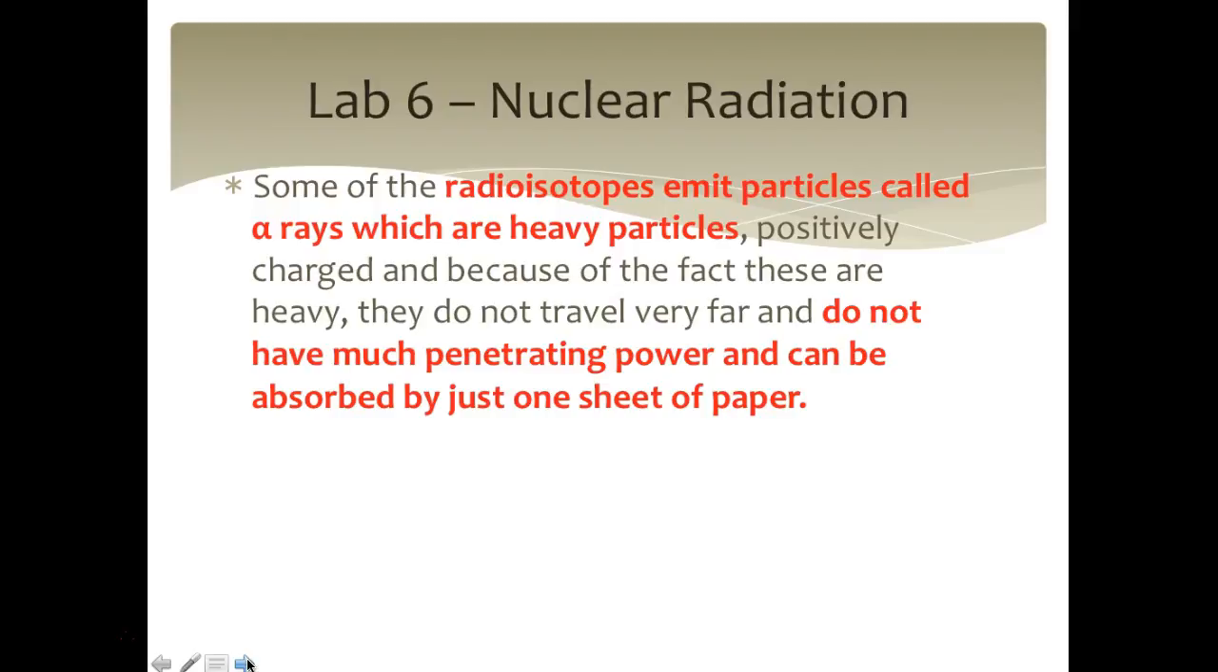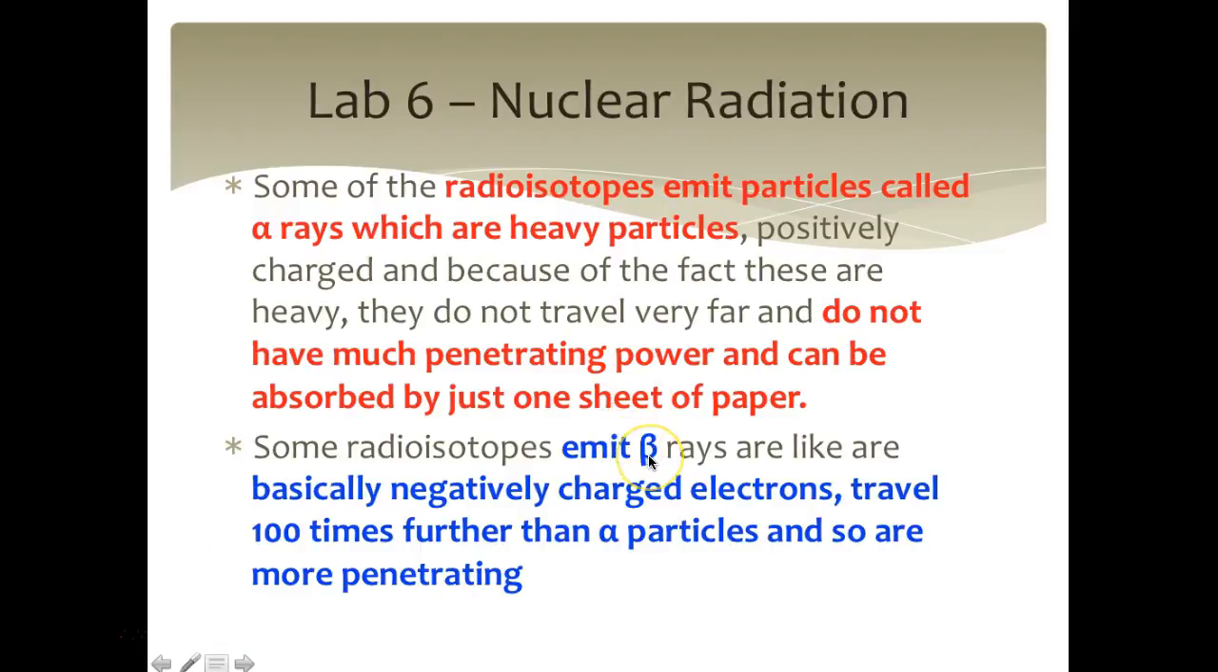Some of the radioisotopes might exclusively emit a particle called alpha rays, right? These are heavy particles. They do have a positive charge, okay? And they are heavy, so they're not able to travel very far in the air, all right? And because they can't travel far, they also don't penetrate much, all right? So if you just have a piece of paper or even skin, clothing can stop them from going any further, all right?